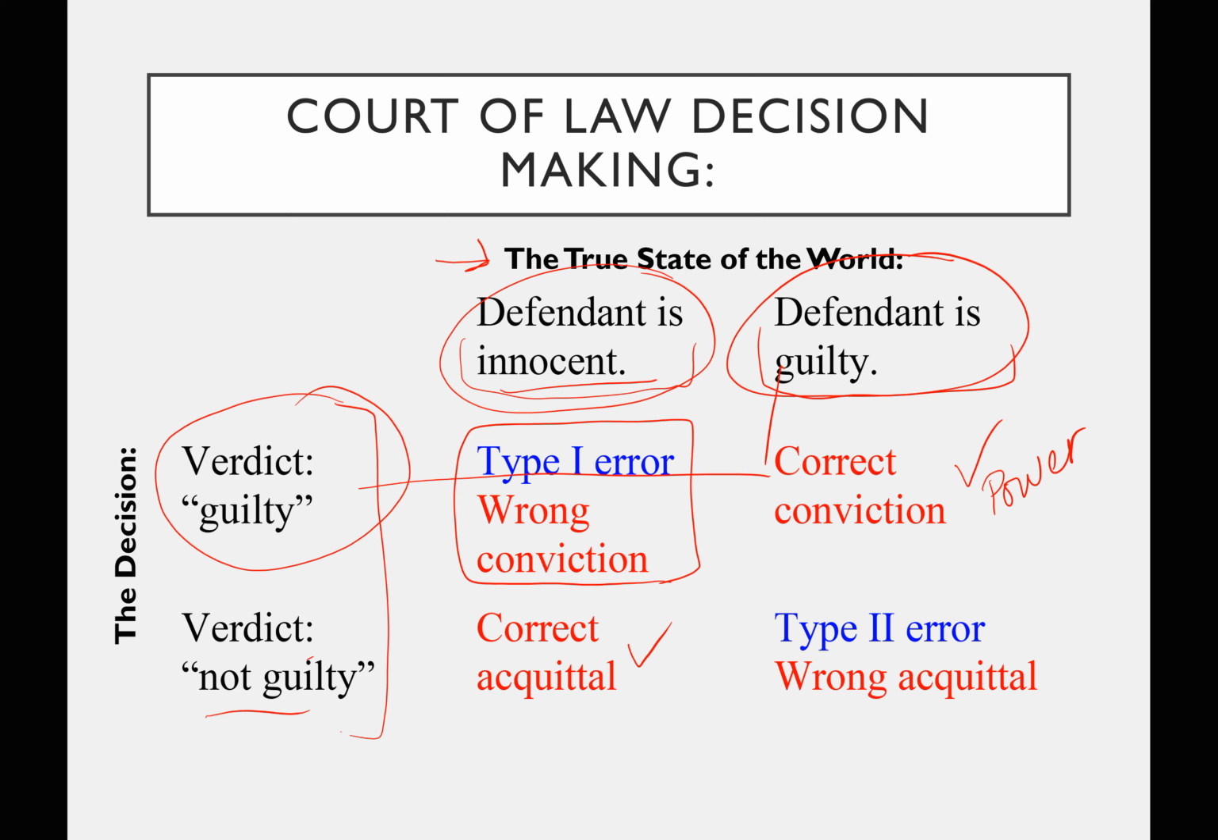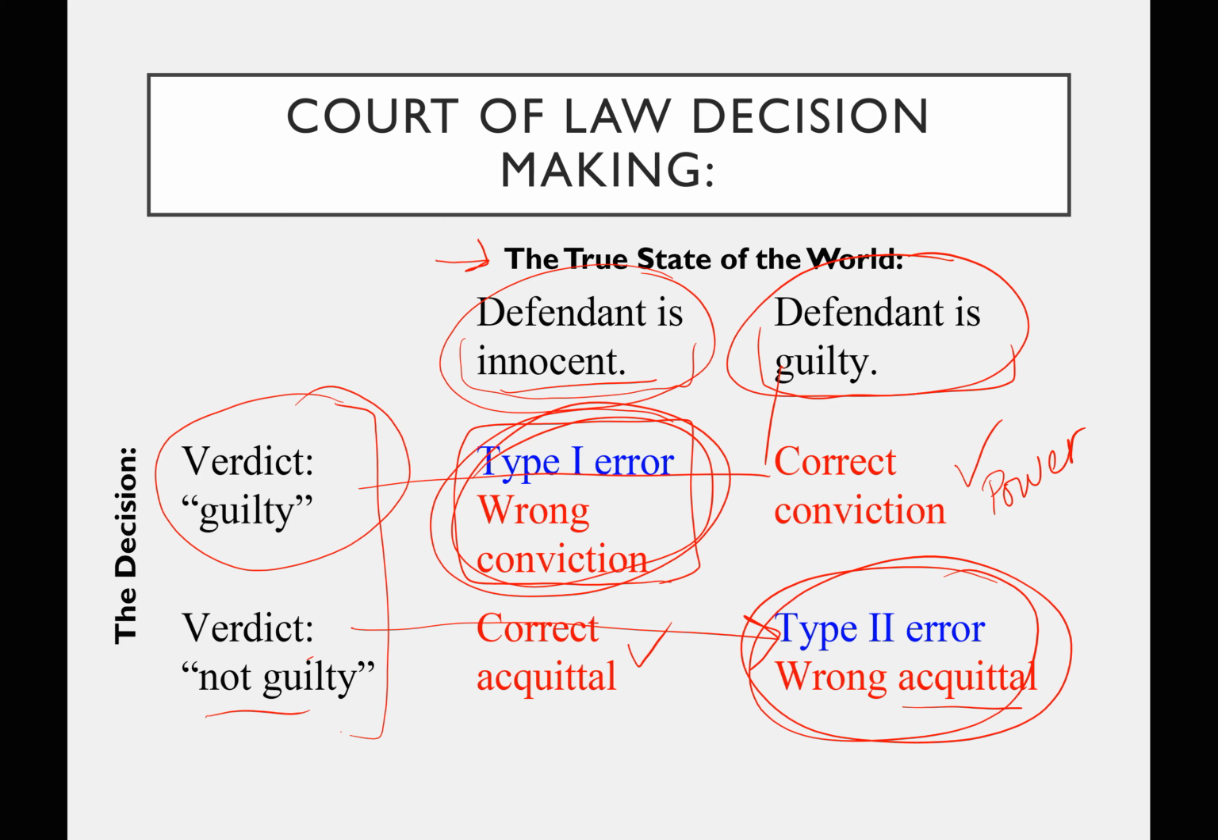Now, if they're guilty, but the jury returns not guilty, again, that's a mistake. They're letting the guilty person go, right? So that's what we call a wrong acquittal. They were acquitted, but they shouldn't have been because they did the murder. That's equivalent to our type 2 error. So type 1 error is saying they're guilty when they're not guilty. Type 2 error is saying they're not guilty when they are guilty. You missed their guilt because your evidence wasn't strong enough.